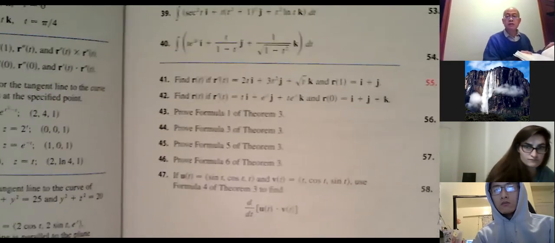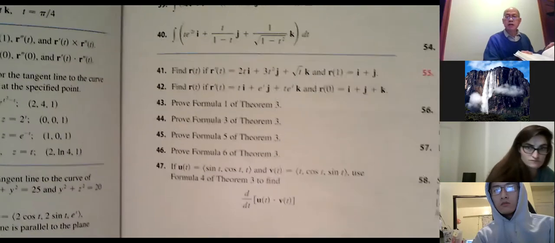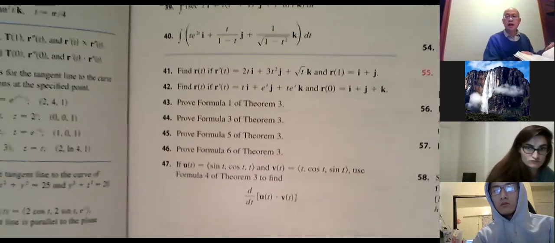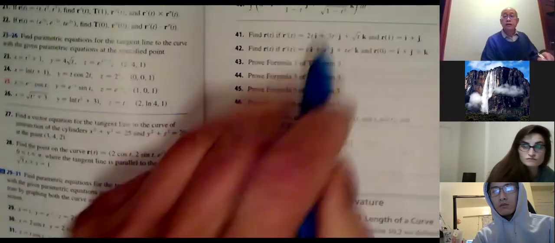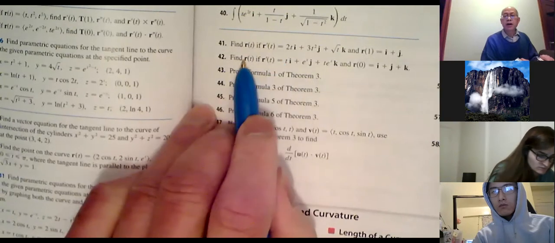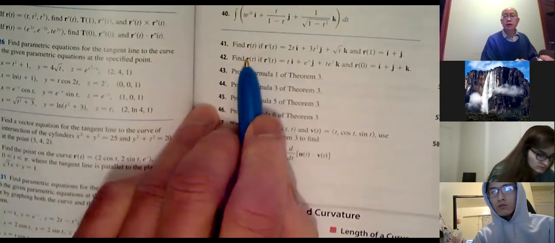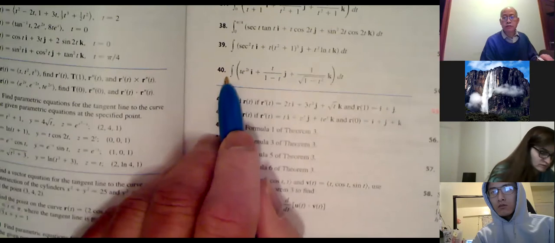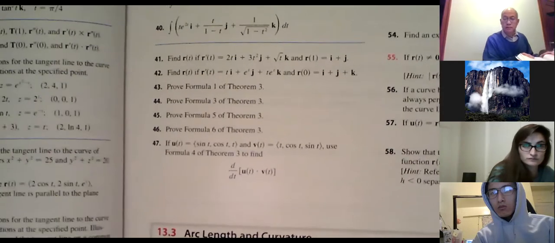Problem 41: find r of t, the position vector, if r prime is 2t i plus 3t squared j plus radical t k, and r of 1 is i plus j. So this is going backwards. They're giving you the derivative, find r. So we need an antiderivative. It's not a definite integral, it's an indefinite integral, and r of 1 is i plus j. So how do you do that?